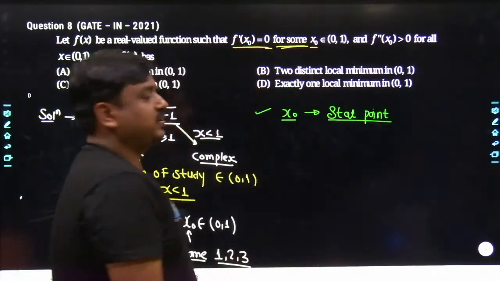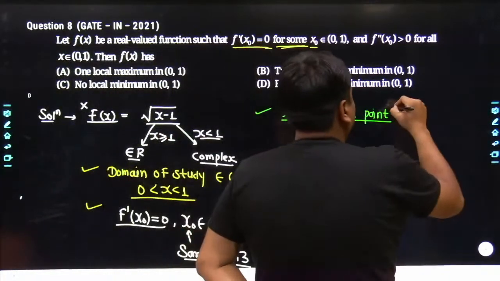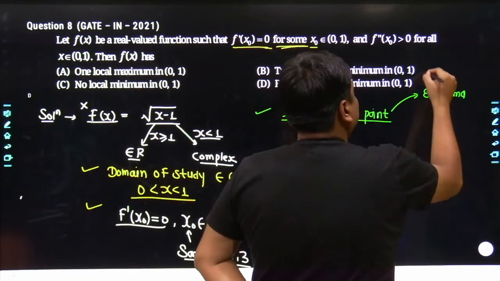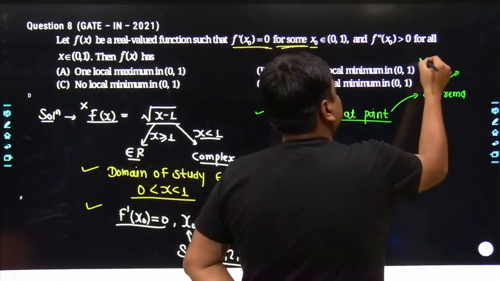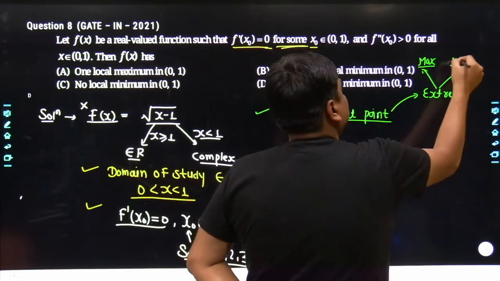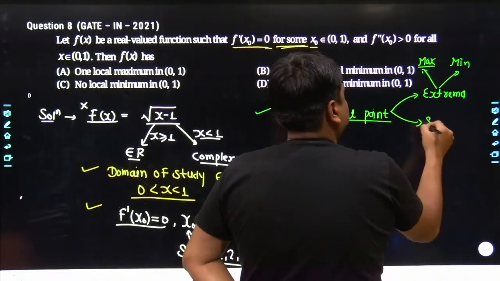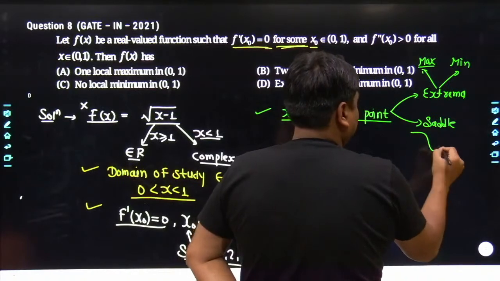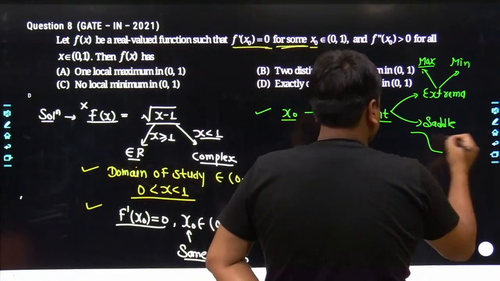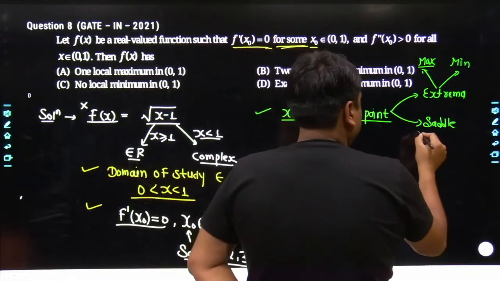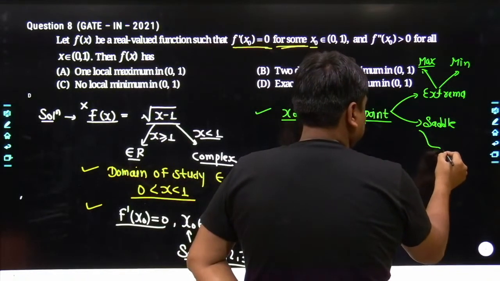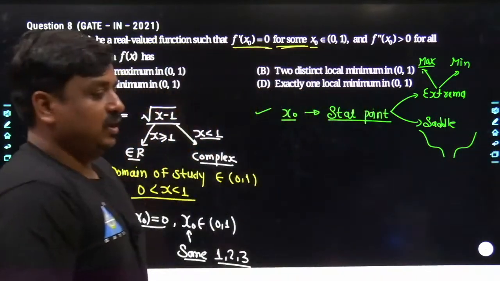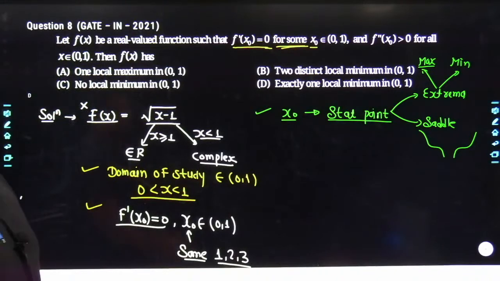Yes, a stationary point, and even the stationary point can be bifurcated into extrema. Even the extrema can be further bifurcated in terms of maxima and minima, or it could be a saddle point. Even the saddle point could be bifurcated into two parts, decreasing saddle point or increasing saddle point. Till this point each and everything must be clear to all of us.